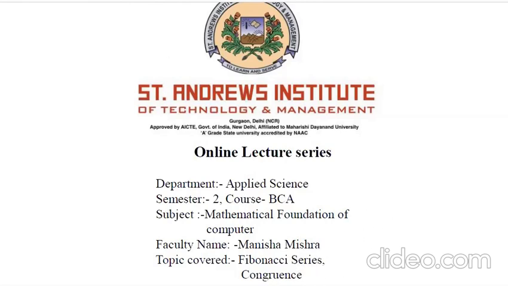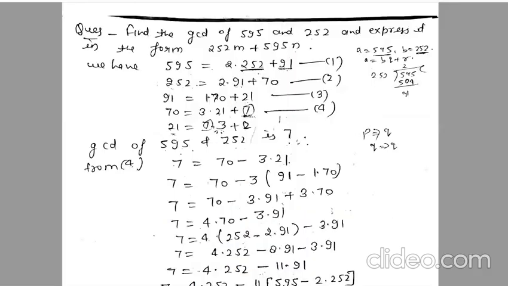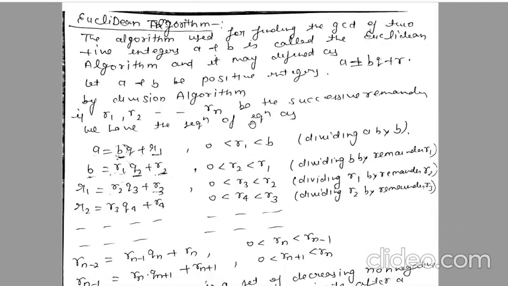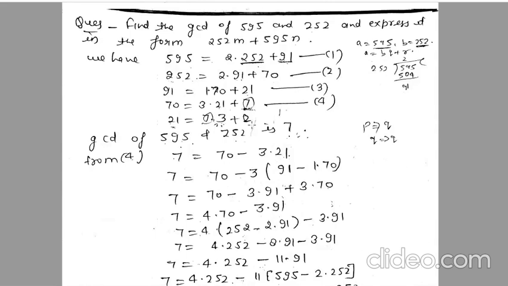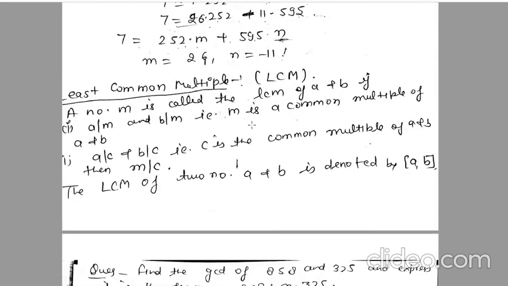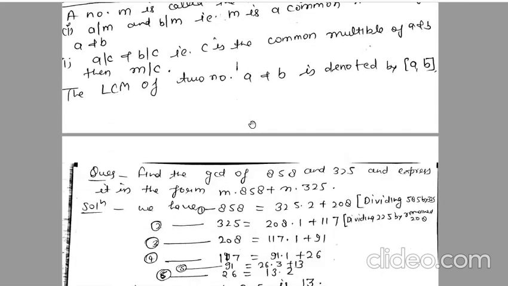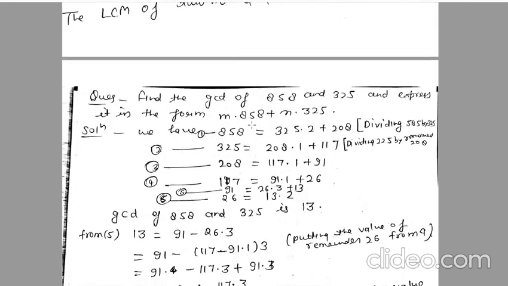So let's begin. Before starting these two topics, I want to share an example related to our Euclidean theorem, right? The Euclidean theorem we have already discussed in our last video lecture, and there was an example which I shared with you. Now I'm going to define LCM, then I will share another example related to the Euclidean algorithm, right?